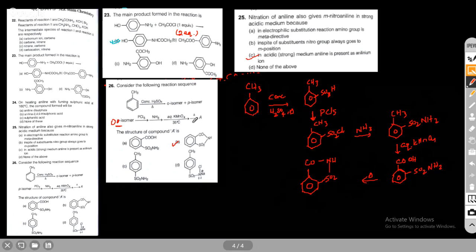Understood? Is it clear? With respect to para isomer, the option is not given. Condensation is not possible there. Okay, option B is correct. Next, you will see.